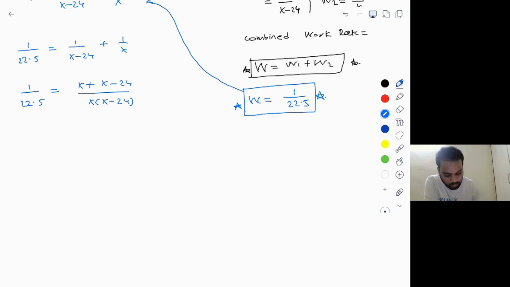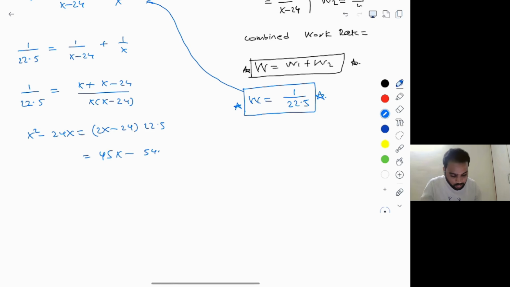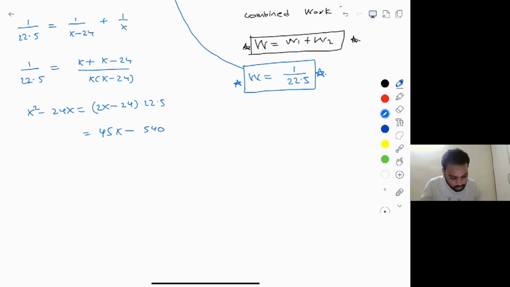So let's cross multiply. What we get here: x square minus 24x is equal to (2x minus 24) multiplied by 22.5. So let us try to simplify this equation. Right hand side, what we get is 22.5 times 2, which will be 45x, and minus again 22.5 multiplied by 24 will give you 540. So finally, what we get is x square minus 69x plus 540 is equal to 0.